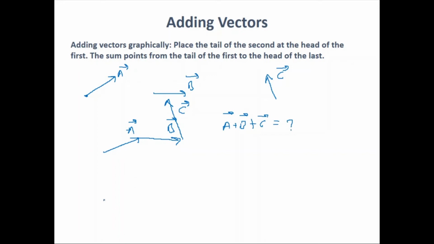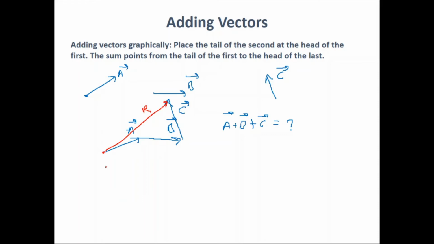Let's find the resultant vector. Let me change my color, and this is going to be the resultant vector from the tail of the first vector to the head of the last vector. This is R.